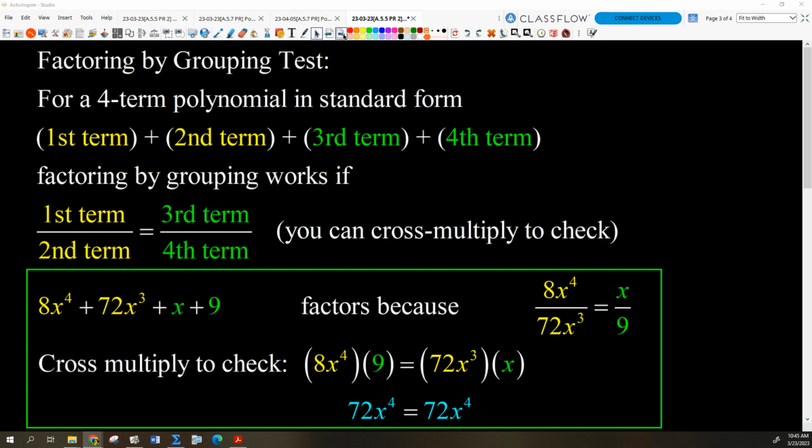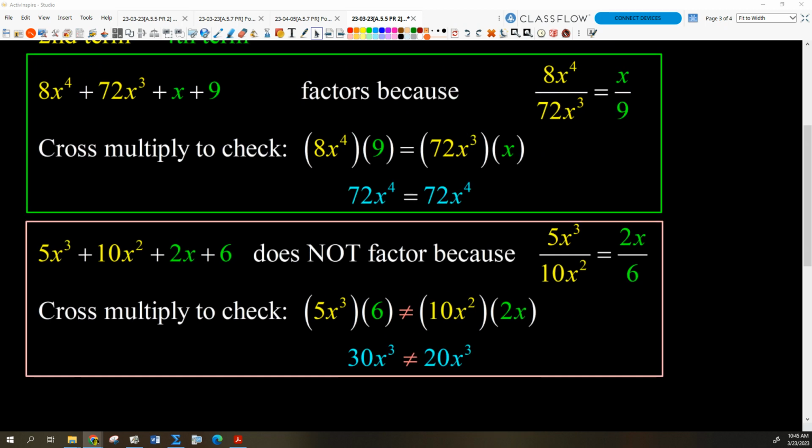And sometimes it's difficult to simplify fractions like that. I mean, it's really not that bad. But if you want to avoid that, I have a ratio here, so I could always just cross multiply and see if the cross products are equal. That's an easy way to check, right? So let's show that this worked for the first case, but failed for the second one we did.